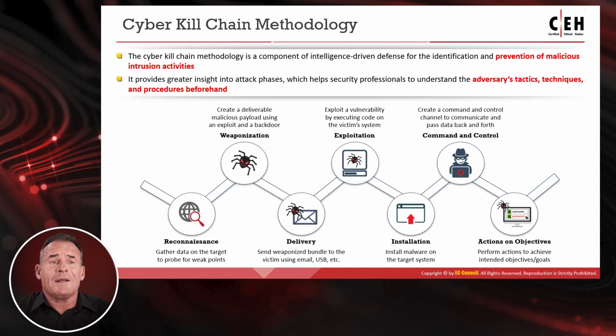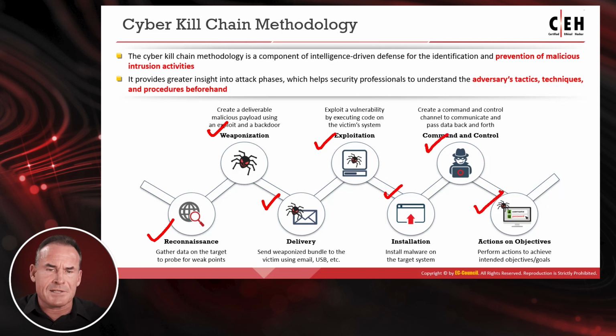All right, there are also defined, documented, developed methodology models. A couple notables are the Lockheed Martin cyber kill chain methodology. Now, when you take the exam, you're going to get a few questions on what happens at each stage of this kill chain. It starts off with reconnaissance, gathering information, weaponization, creating a malicious payload, delivering it. Exploitation is typically the execution of the delivered payload, installation, command and control, and actions on objectives.